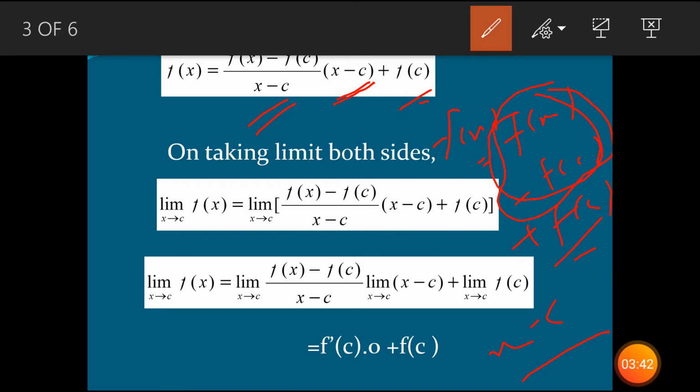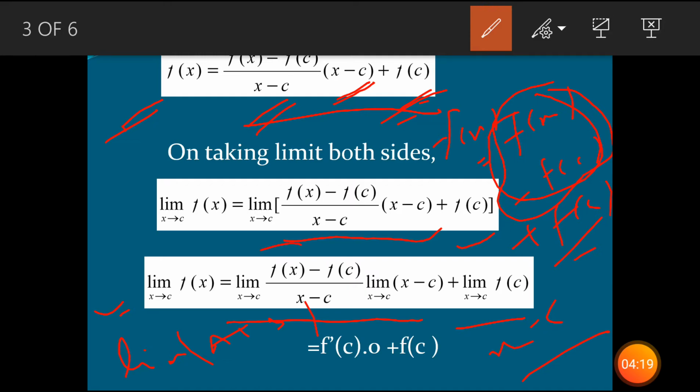Now on taking the limit on both sides, we have taken the limit on this side and this side. Then this is limit x tends to c of f(x) equals limit x tends to c of this whole quantity as well as plus f(c). As you have studied in the algebra of limits, limit of a plus b can be written as limit of a plus limit of b. So we can write this in this way also, that we have divided the limit into separate limits, according to the rule of algebra of addition of limits.